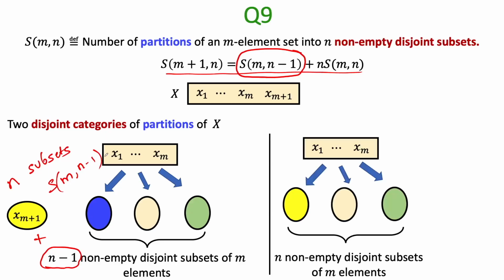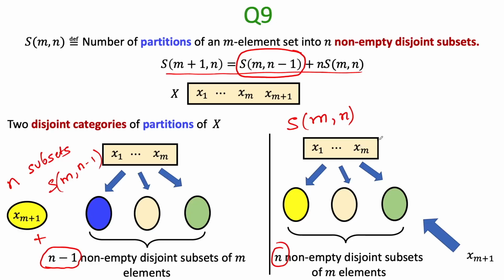The second category of partition that we can have for the set X will be as follows. I divide the first m elements into now n pairwise non-empty disjoint subsets. I can have S of m comma n number of such partitions. Now what about the element x of m plus 1? Well, we can either include it in the first subset or in the second subset or in the third subset or in the last subset. And that will give you an overall valid partition for the bigger set X.